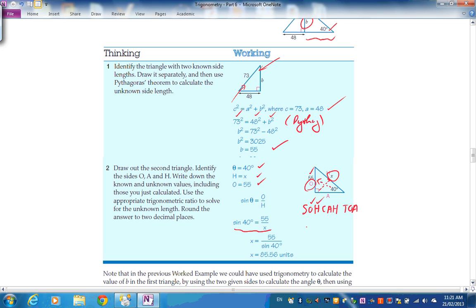And then, of course, the next step, x sine 40 equals 55, if you want, putting it in steps. And then x is 55 over sine of 40. And then we have that to 2 decimal places, or 85.6 to 3 significant figures. Okay.